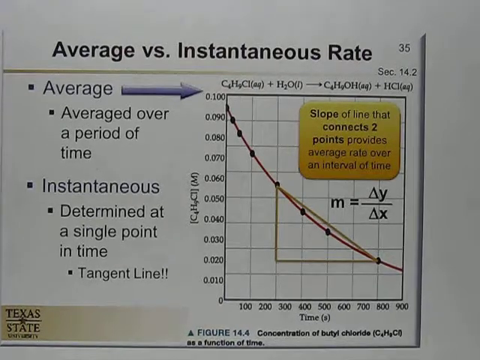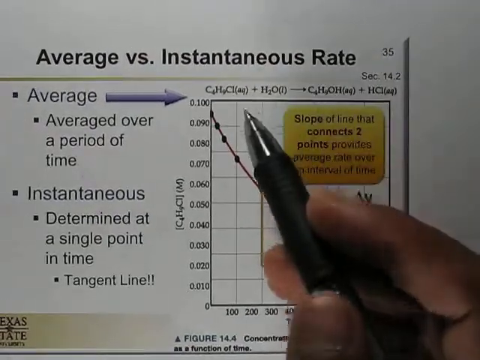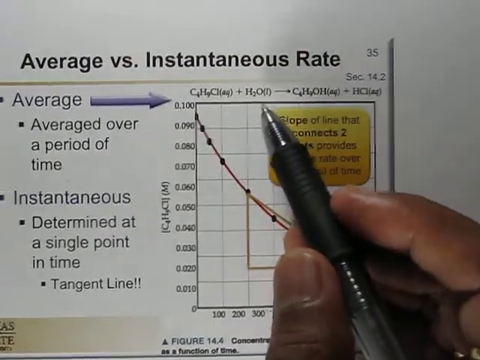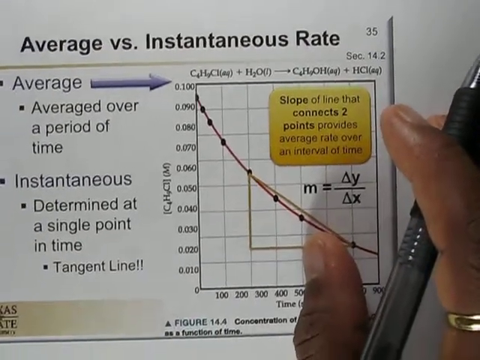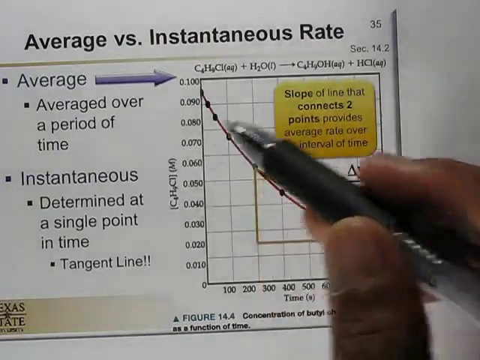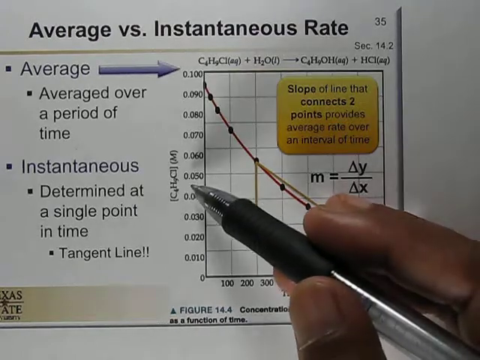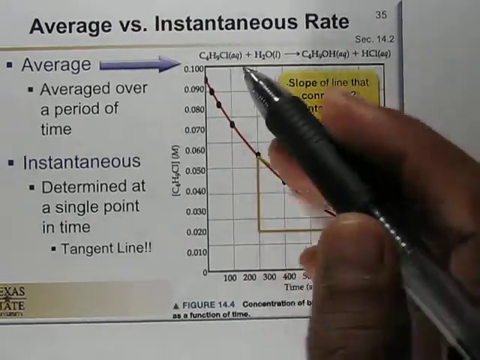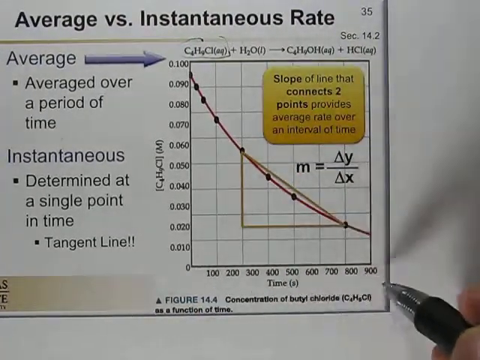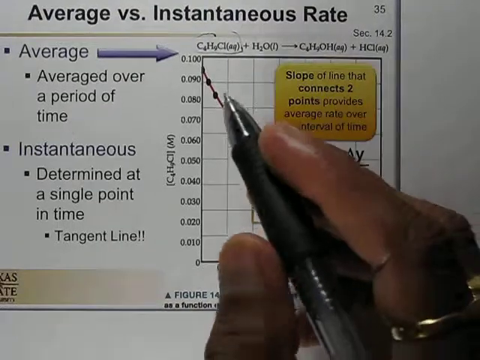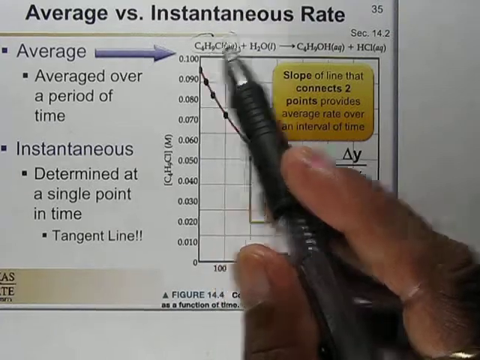So average rates, suppose this reaction is happening where butyl chloride reacts with water to form butyl alcohol and hydrochloric acid, and the concentration of the reactant, butyl chloride, is plotted on the y-axis. This is the reactant, and time is increasing from left to right. The concentration is decreasing, which means the reactant is being consumed over time.